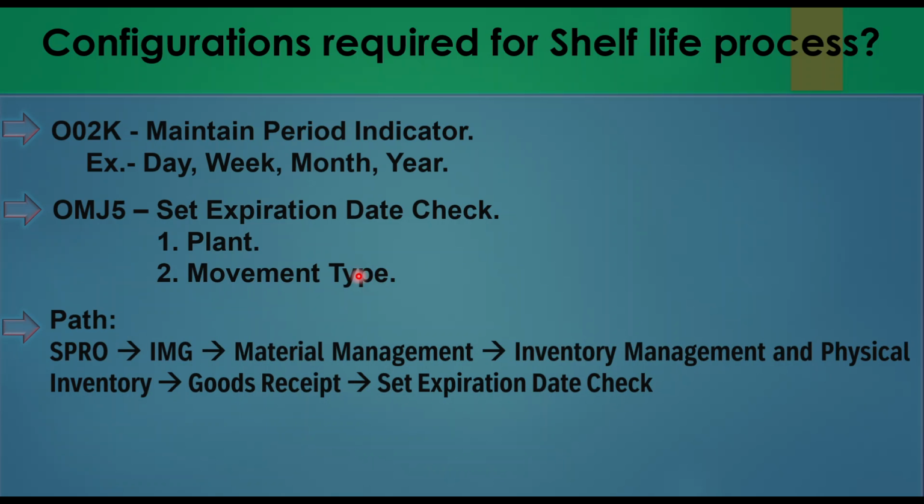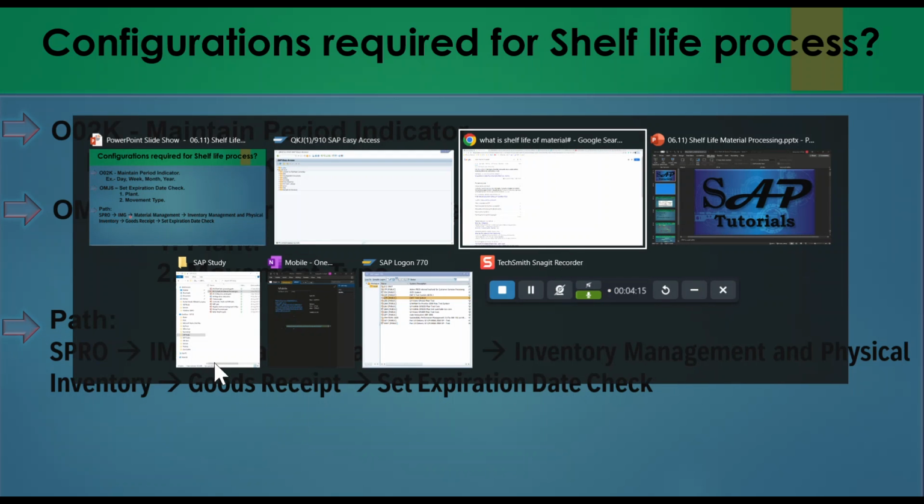For the path, you can go directly through T codes as well: T code O02K for period indicator and OMJ5 to set the expiration date check, or you can go directly through the path. So let's go into the system and see this configuration.